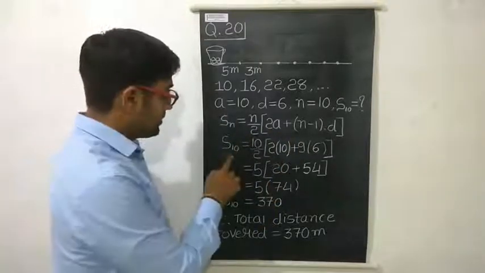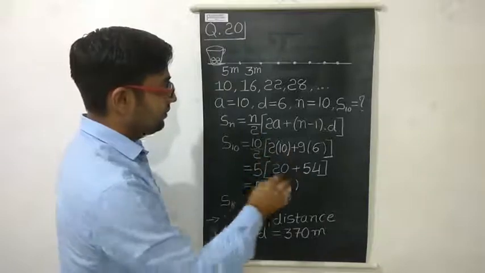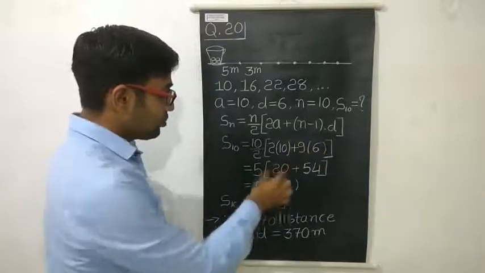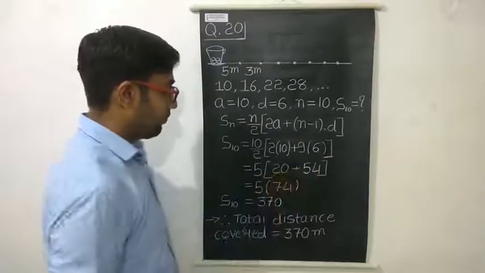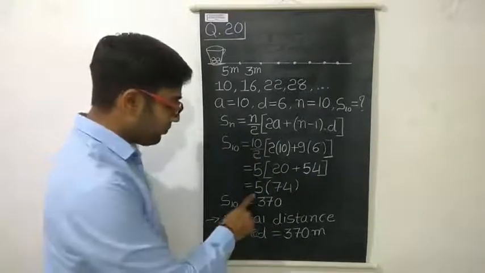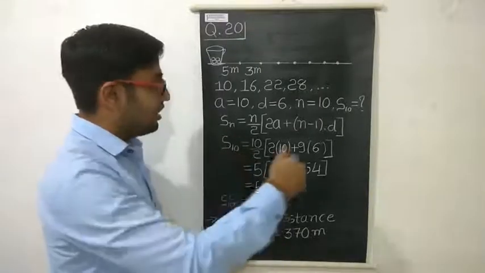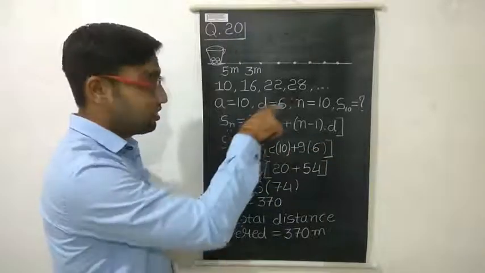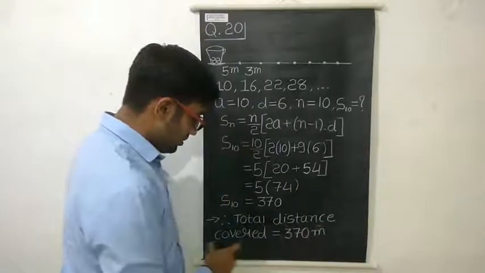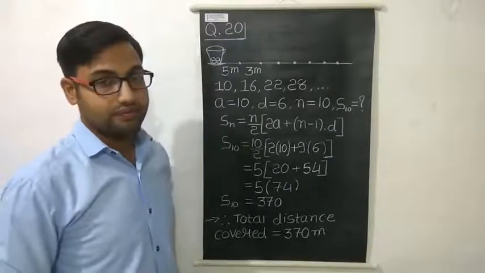So let us use the formula Sn is equal to n by 2 into 2a plus n minus 1 into d. S10, n is equal to 10, 10 upon 2, 2 into a is again 10, n minus 1 is equal to 9 and d is equal to 6. So 10 2s are 20, 9 6s are 54, 2 5s are 10. 20 plus 54 is equal to 74, 5 into 74 is equal to 370. So this is the sum of the first 10 terms of this AP. And what is this? All are the distance covered by the participant. So the total distance traveled by the competitor is equal to 370 meters.